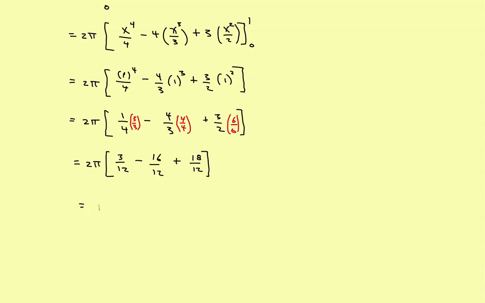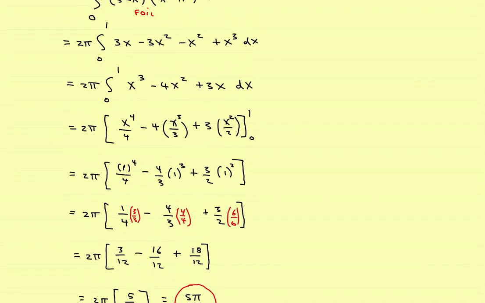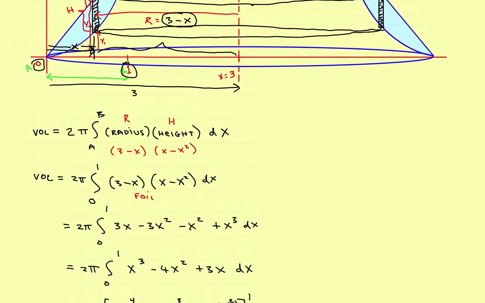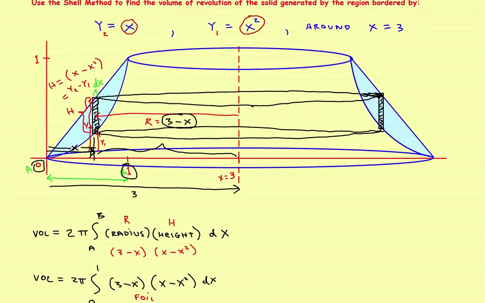And what that's going to give you would be 2 pi times 18 and 3 would be 21 minus 16. This whole thing will simplify down to 5/12. And then when you divide by 2, you would get 5 pi divided by 6. And that's going to be the volume of rotating this around the line x equals 3. So again, back up the top, just take a quick look at it. Looks something like this.